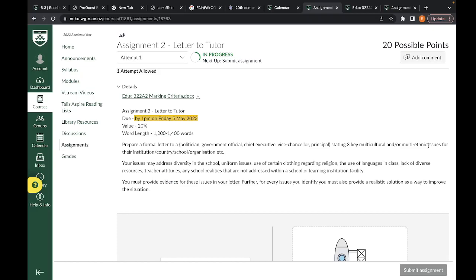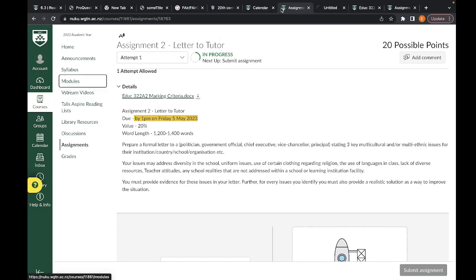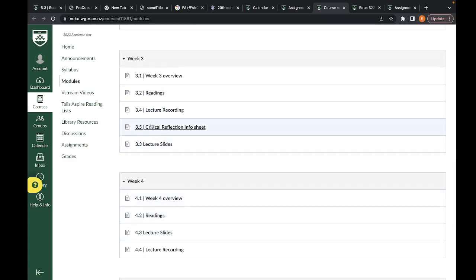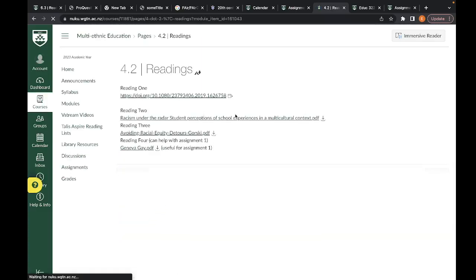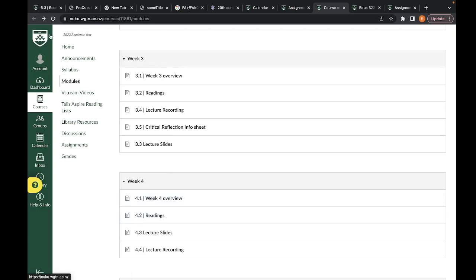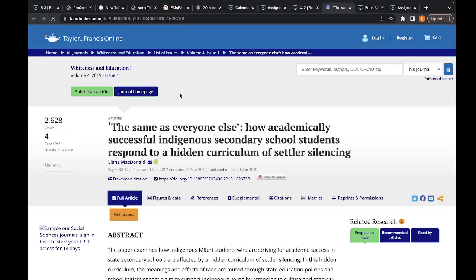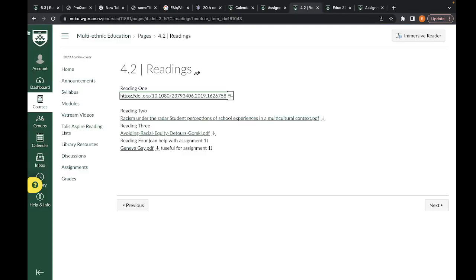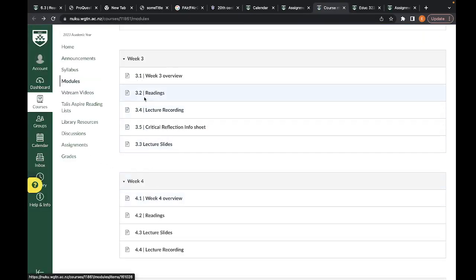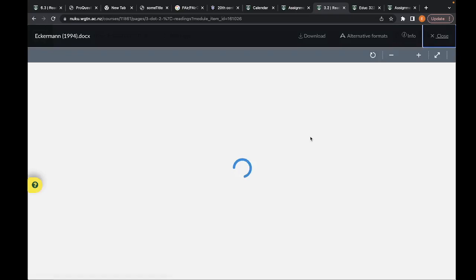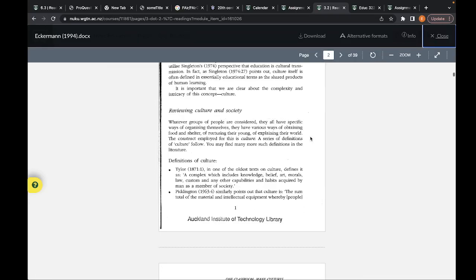What I would highly suggest is looking at the reading from, I think it was week 4. It'll be a biculturalism reading. Nope, not the one. Biculturalism in New Zealand, hopefully. No, okay, I think it was the previous week. Lecture 3 readings. It was the Eckermann reading. There we are.